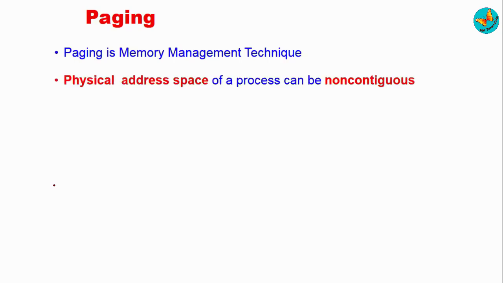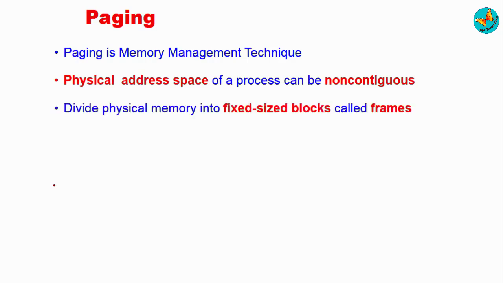So paging is nothing but a memory management technique. And what happens in this paging is that, as I have already written on the earlier slide, physical address space is there and the logical address is there. Now, what this paging and the next section, segmentation, actually do is that they allow the physical address of a process to be non-contiguous.